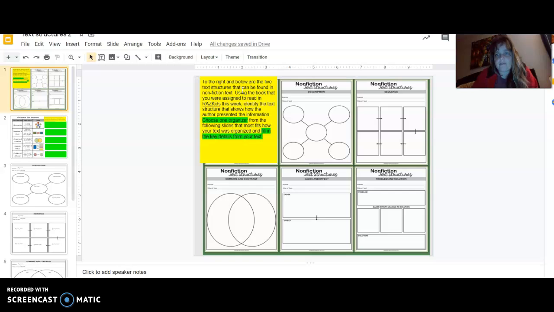Now, third graders, we've talked about how there is more than one text structure that you could find inside of a text. There can be multiple text structures that you can find. But you're going to be thinking, what's the main one that you can find? Or you can just make sure you're giving multiple examples for a text structure that you find in your text.